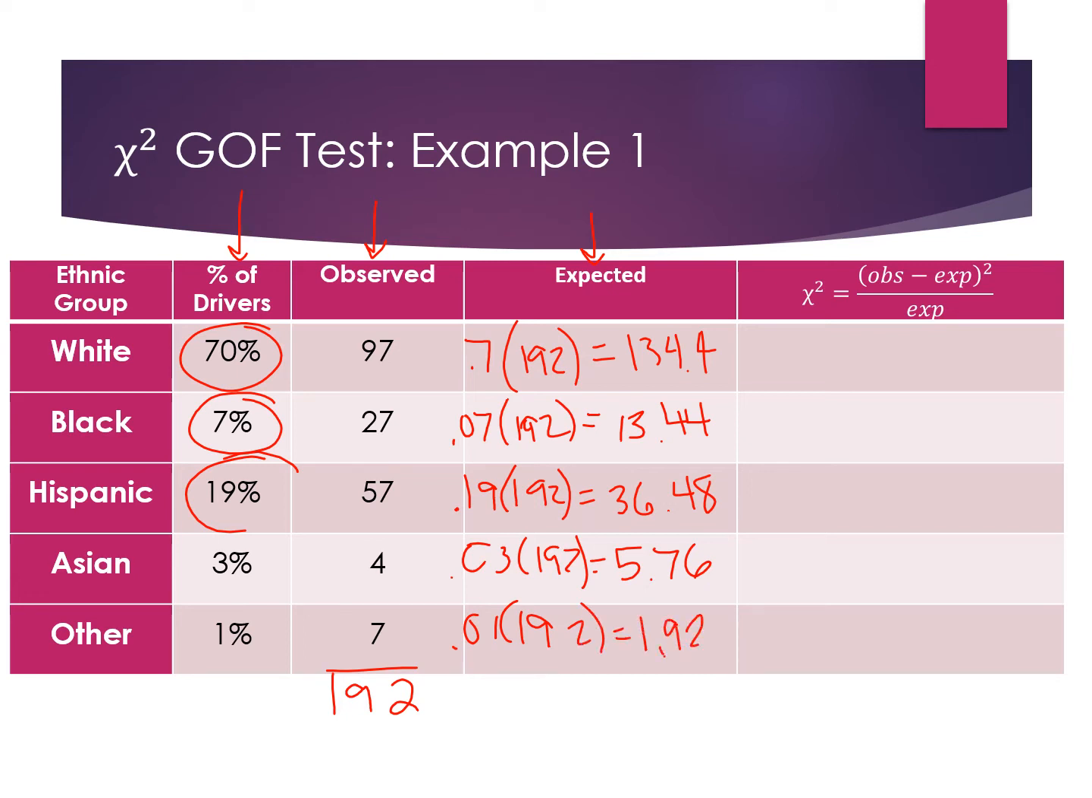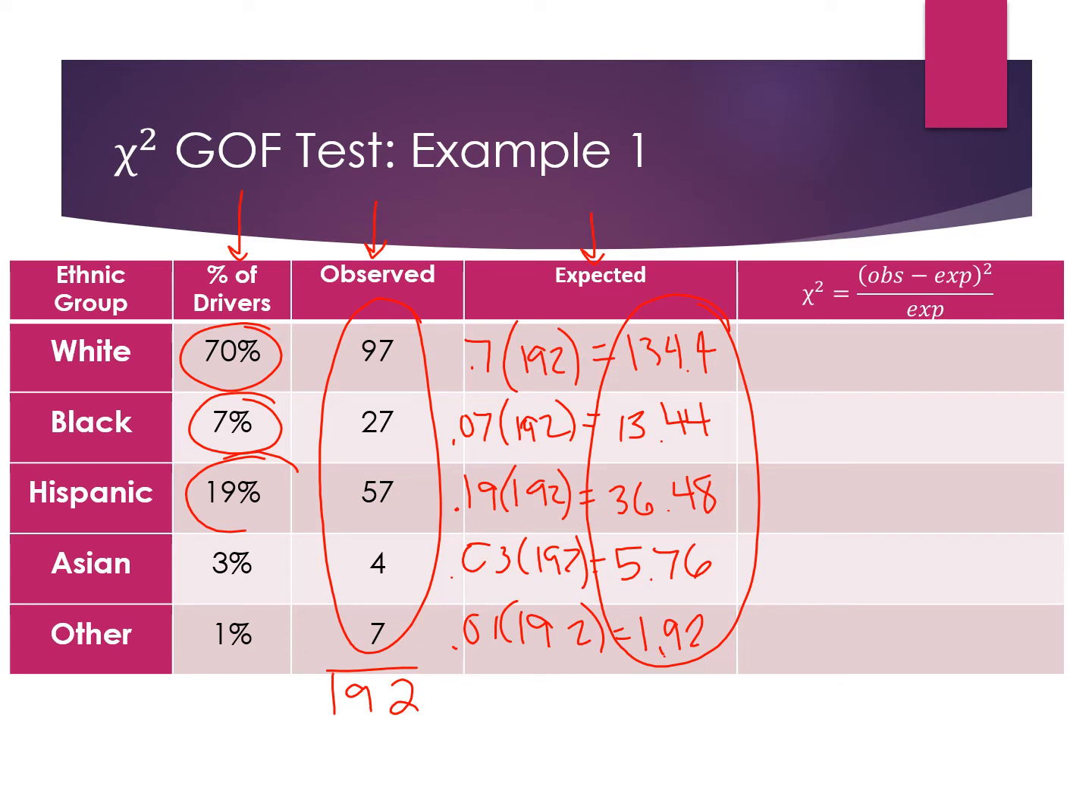So just eyeballing these numbers, does it look like it matches what we expected versus what it actually was? Some of them look pretty close. The Asian population, we expected 5.76 Asians pulled over. There were actually 4. Others have a little bit more of a gap, but is that just a coincidence or is there something significant going on? That's what we're going to do as we finish out this test.